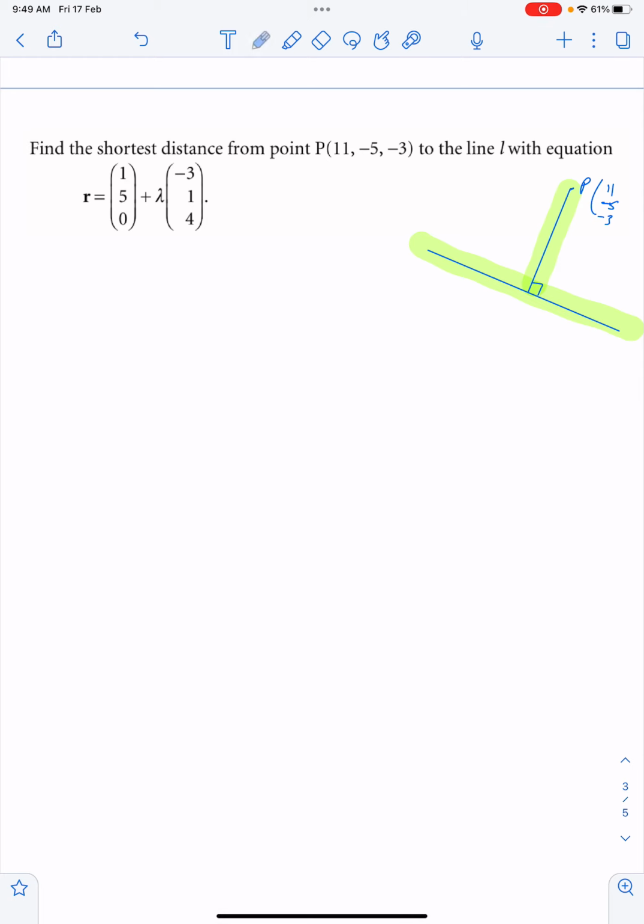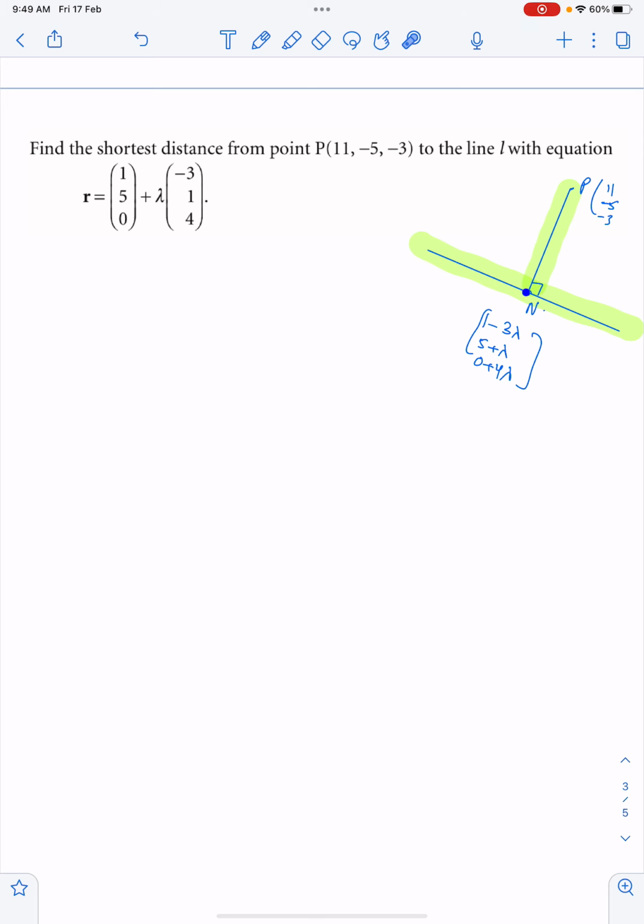Since we have the vector equation of the line, we can call this point N, and for this particular N the coordinates can be written in the form 1 minus 3 lambda, 5 plus lambda, and 0 plus 4 lambda. For every single point on this line, lambda will be different, but for this point we take lambda as an unknown constant, or you can replace lambda with any other variable like t. I'm taking it to be lambda only.